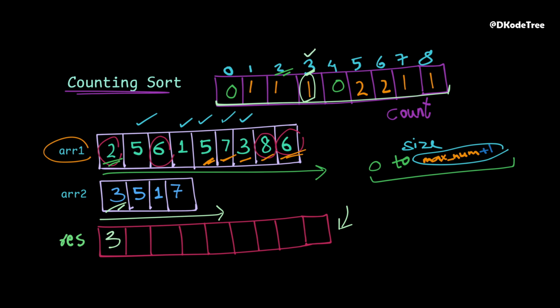Now after processing an element, we do an extra step. This is the most important part. That is, we decrement its count to 0 in the count array. So this 1 will become 0. And this means we have already processed this value and we will not look at it again.